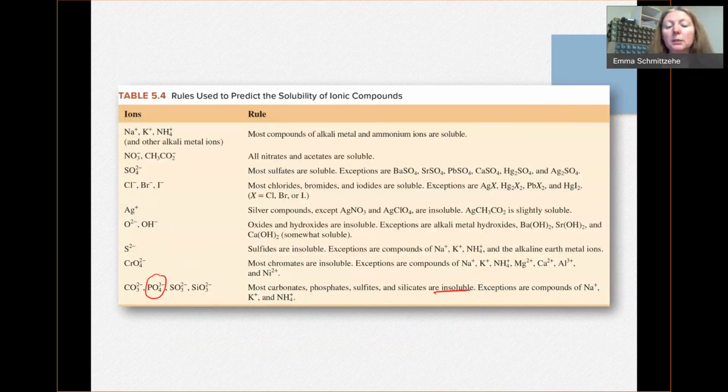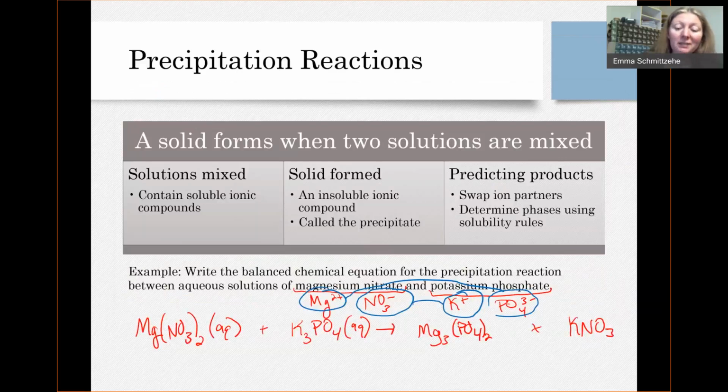Exceptions include Na+, K+, and NH4+. It would really be any group 1 metals along with ammonium. Okay, and so that tells me that that phosphate must be insoluble, meaning that it is a solid. It does not dissolve, so it precipitates out when it forms.